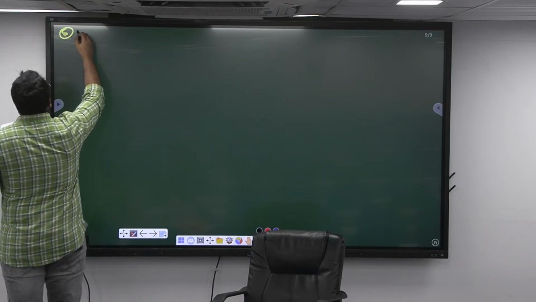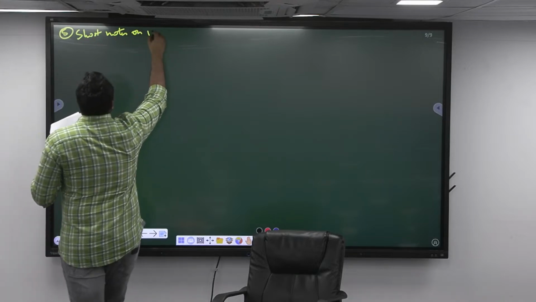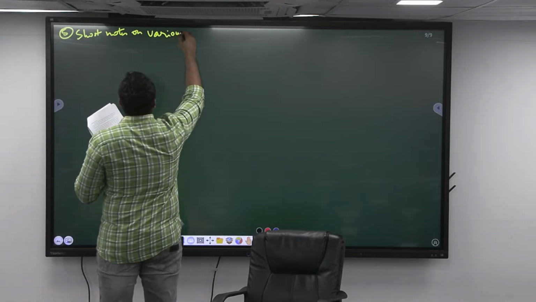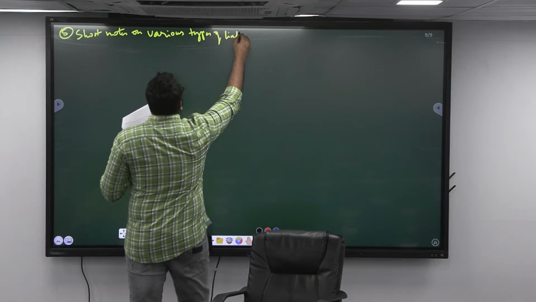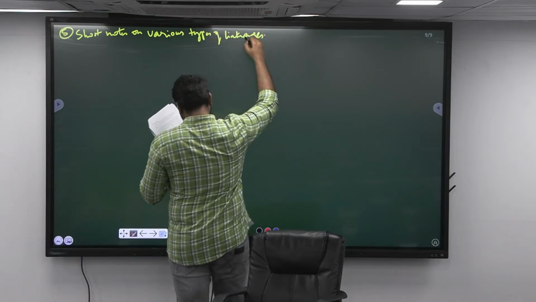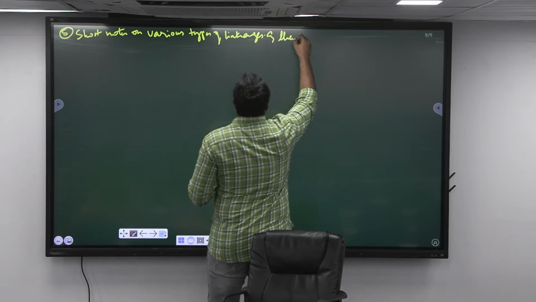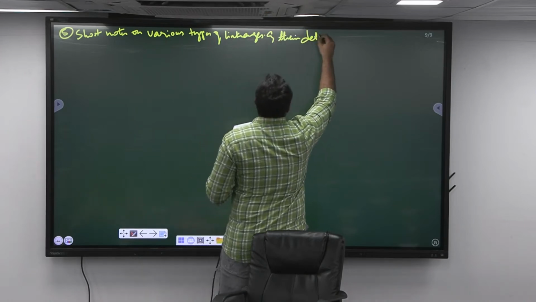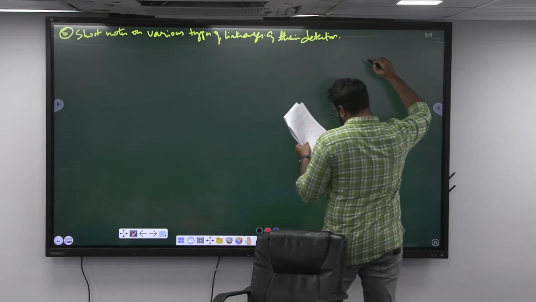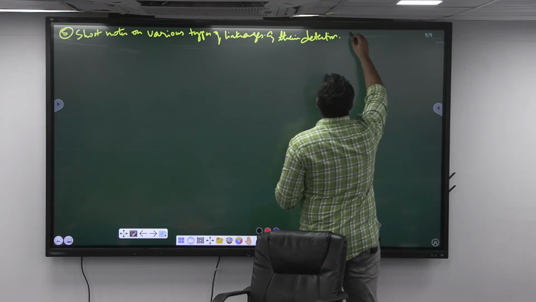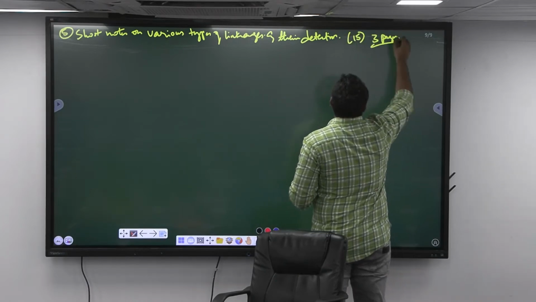Short notes on various types of linkages and their detection. Okay, this is for 15 marks. So 3 pages. So take time and give me the structure.